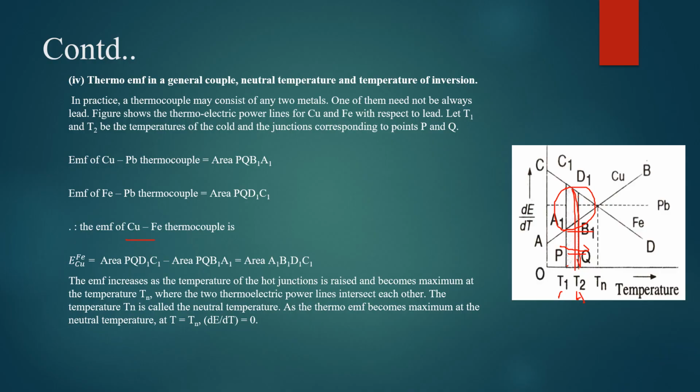The EMF increases as the temperature of the hot junction is raised and becomes maximum at the temperature Tn, where the two thermoelectric power lines intersect. This temperature Tn is called the neutral temperature. As the thermo EMF becomes maximum at the neutral temperature, dE by dT is equal to 0.